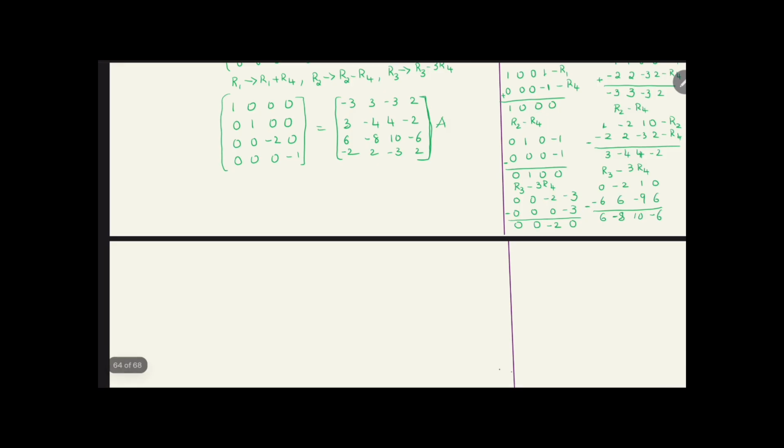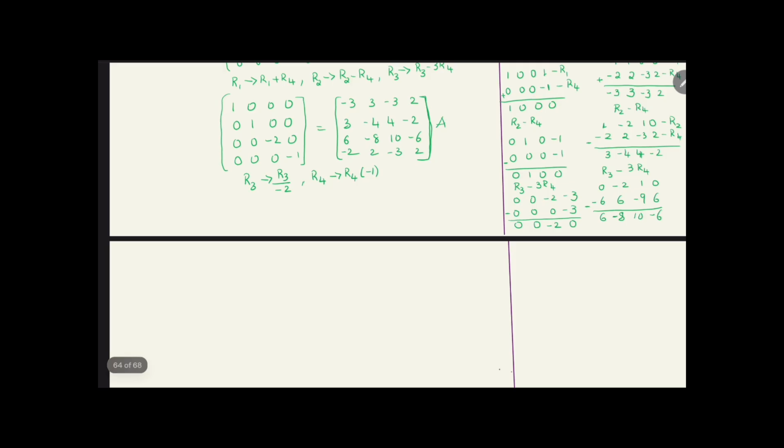Now, see here. All the steps we have completed, but still the third diagonal element is not 1 here. It is minus 2, and here it is also not 1. It is minus 1. So, what we have to do here, operation, that is R3 implies R3 by minus 2. If I divide with minus 2, that element will become 1. In the same way, if I multiply R4 with minus 1, then it becomes plus 1.